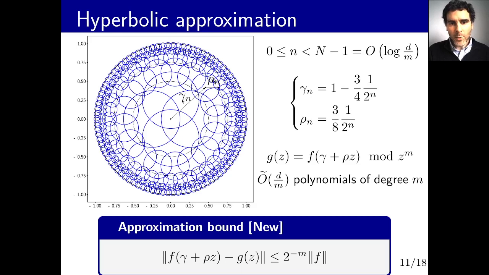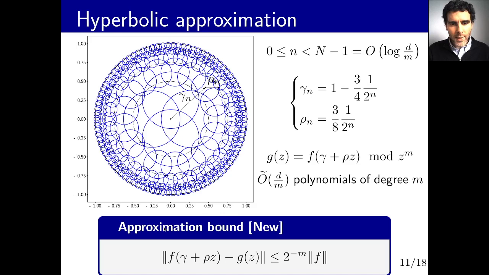And also for each disk, we associate a polynomial of degree m. The polynomial is simply the following. g is a linear transformation of the polynomial f with this formula where gamma is the center of the disk and rho the radius. We develop this formula and we truncate it to keep only the first m coefficients. So in the end, we have a set of disks, which is roughly d over m disks up to logarithmic factors. And for each disk, we have a polynomial of degree m.